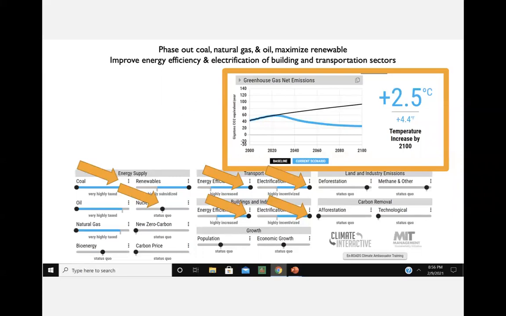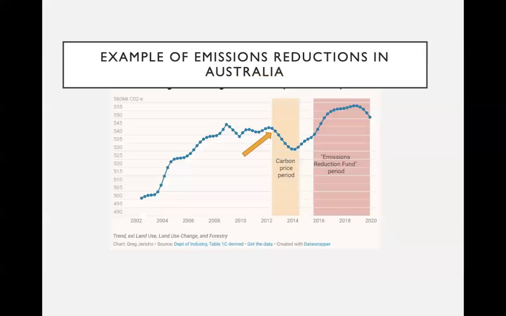It's clear that we need many solutions in play at the same time. We need more than just a carbon price, but the single most effective first step would be an economy-wide carbon price. This graph shows what happened during the brief period Australia had a carbon tax. In 9 months, emissions went down. Unfortunately, they didn't have a dividend, and that undermined support. The new government replaced the carbon price with incentives called the Emissions Reduction Fund.